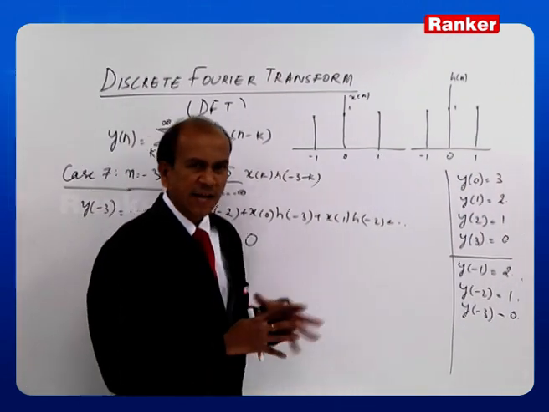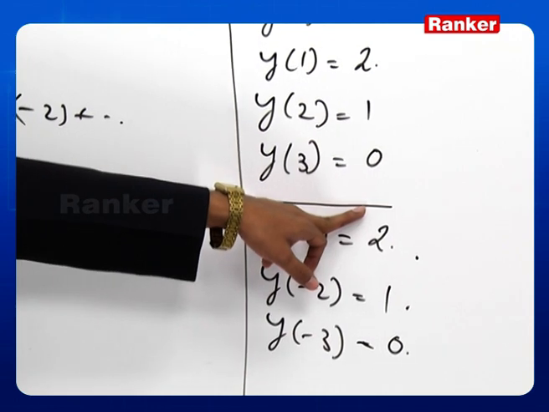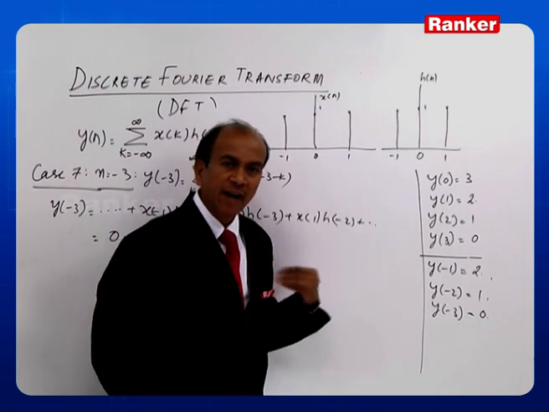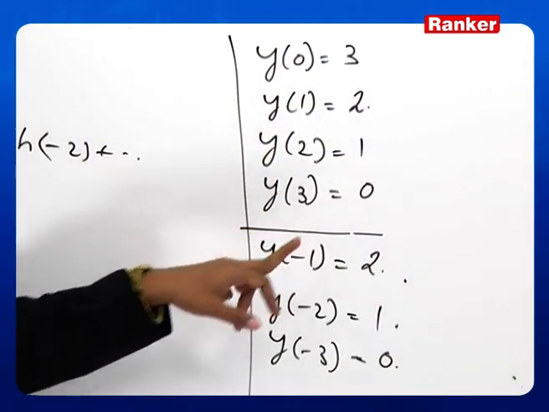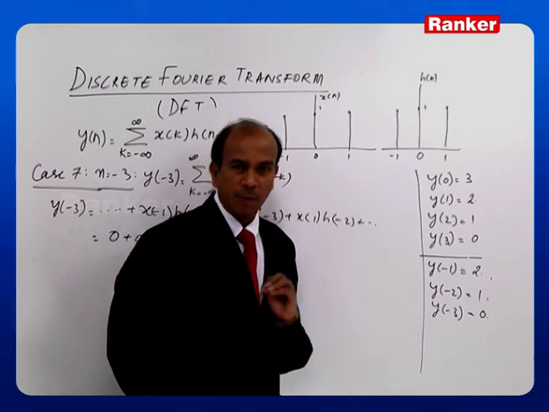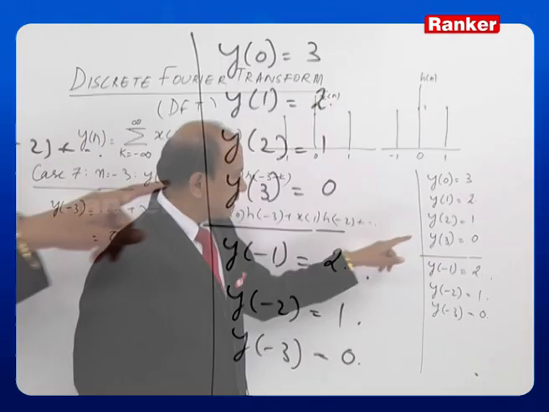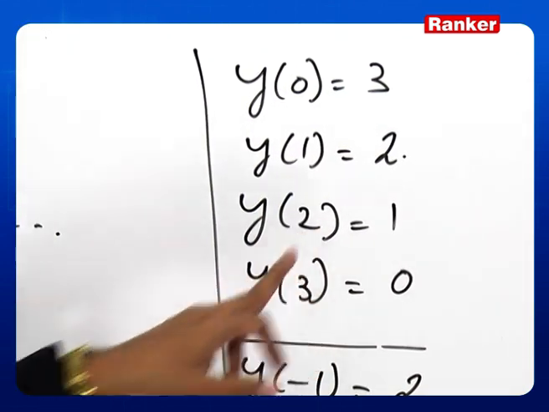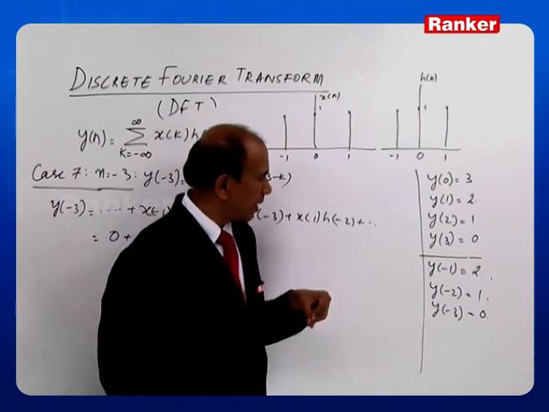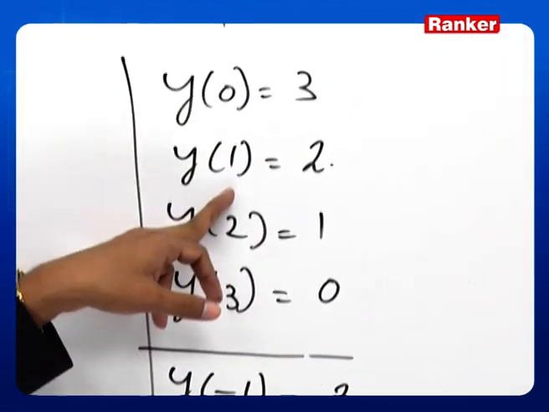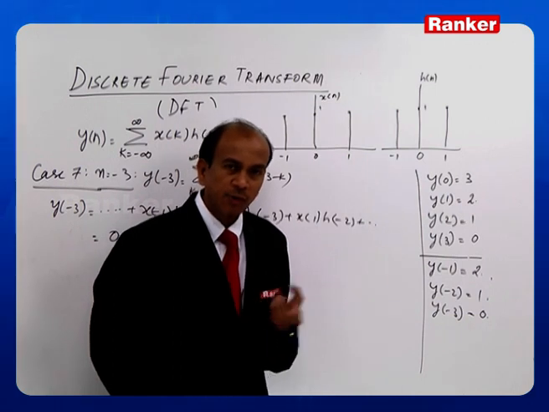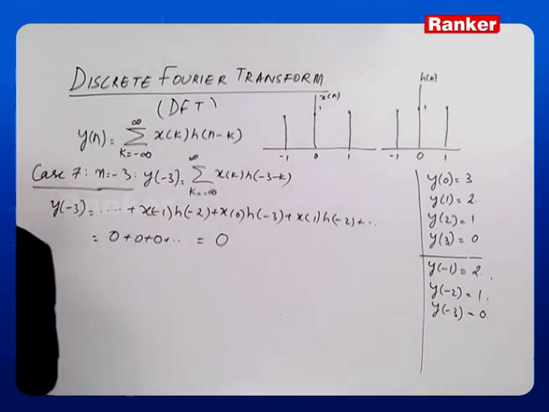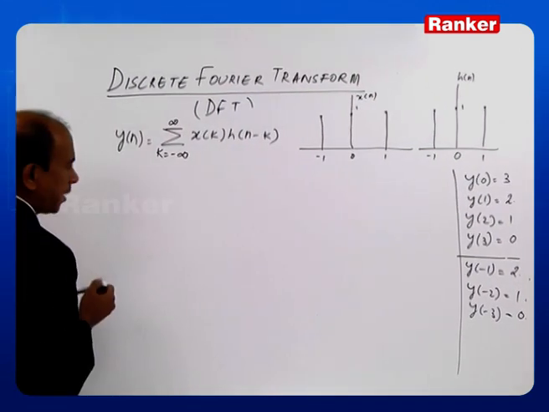Now, you can generalize actually. When you look at this, the system when convolved, y of n is 0 whenever the value of n is plus or minus 3. That is one point. The second is, y of n is 1 when n is equal to either 2 or minus 2. Similarly, y of n is equal to 2 when n is equal to either 1 or minus 1. So, let us summarize all these cases here.